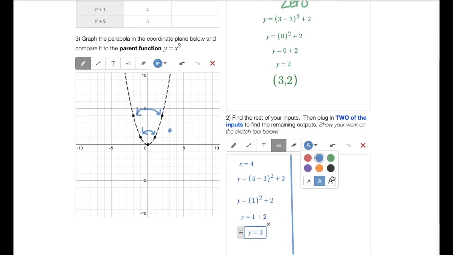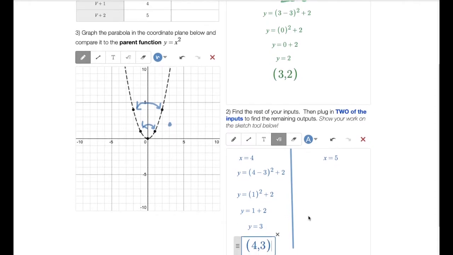So as an ordered pair, I inputted 4 and my output was 3. Scroll down here so you can see that. So that's just one more solution point. Let's go ahead and input 5. So my function y equals x minus 3 squared, so 5 minus 3 squared plus 2. So 5 minus 3 is 2 squared plus 2.